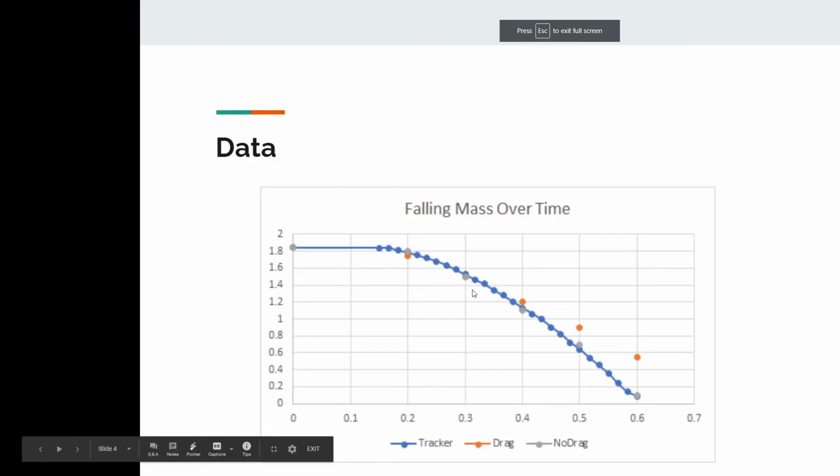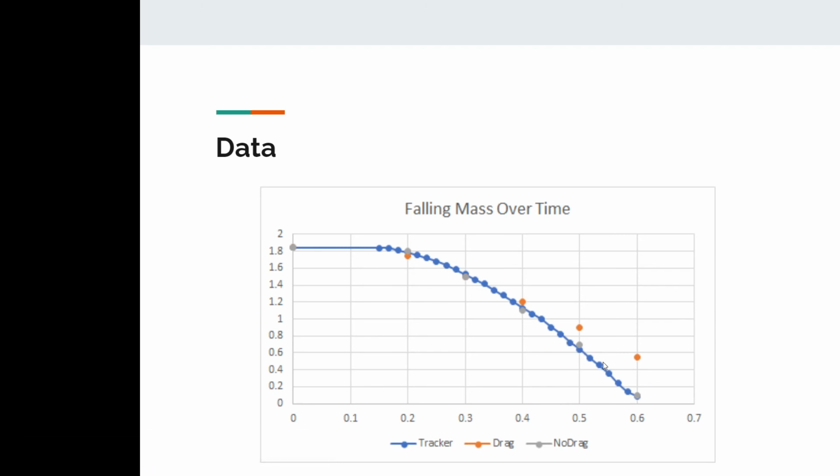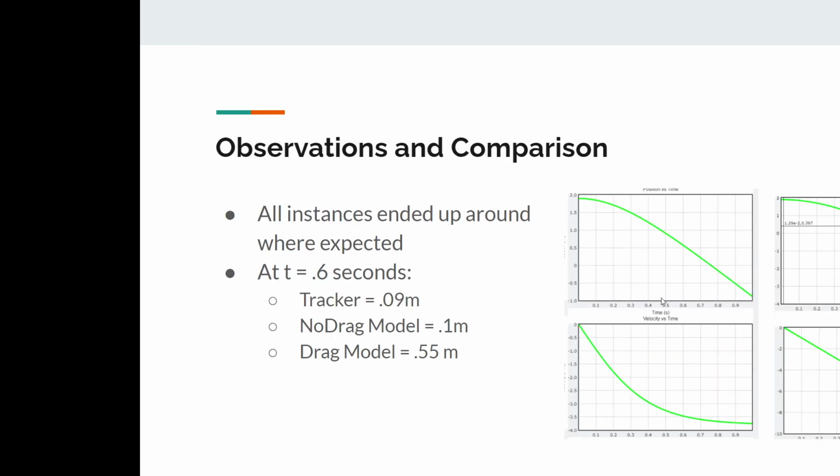To analyze it real quick, that's shown here. We see that the no drag actually followed the tracker model quite consistently, which is surprising because there was not that much error in the physical representation versus the computer model, and the drag obviously fell a lot slower based on the data. For observations and comparison, the tracker fell to 0.09 meters, the no drag model 0.1 meters, which is only 0.01 off from tracker, very close, and the drag model ended up at 0.55 meters.